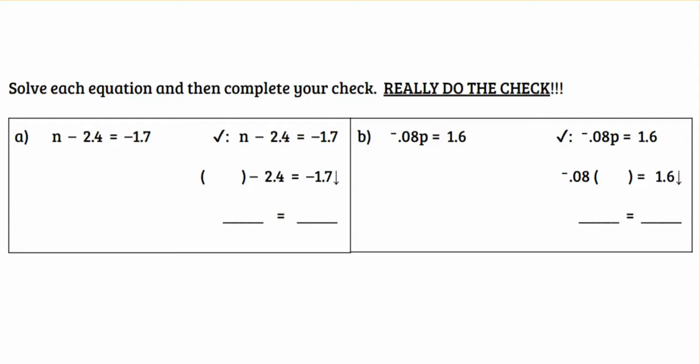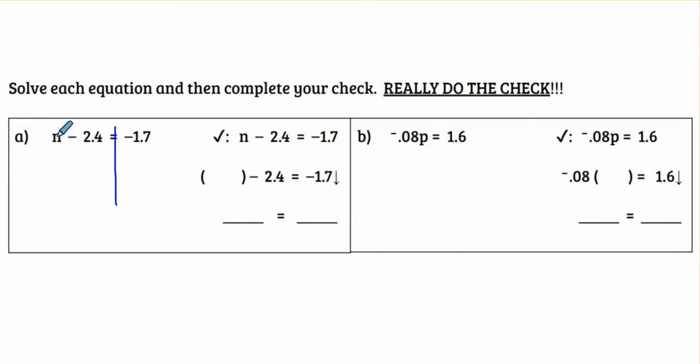Okay, let's look at solving these equations. We look at problem A and we see our equal sign is here, so we draw our river. And the river helps us to focus on whichever side the variable is on. So we automatically look over here on the left side. We don't really care what's going on over here. We're just looking over here because this is where the n is.